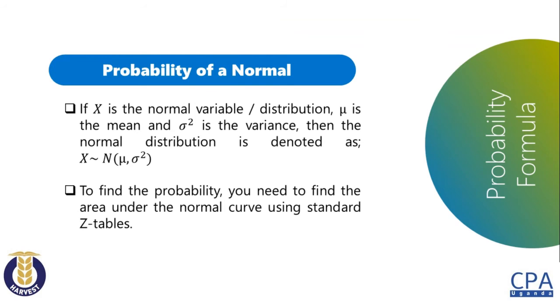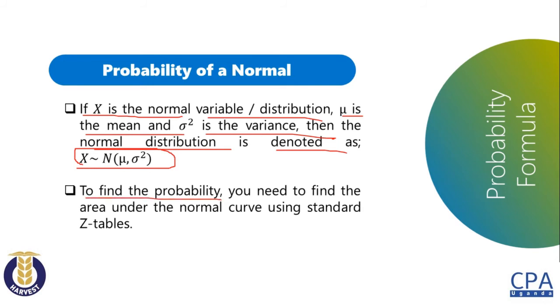We shall straight away go to the probability of the normal. And as per the discussion on your screen, we are saying that if x is the normal variable or distribution, and then mu is the mean, sigma being the standard deviation, sigma squared being the variance, then the normal distribution is denoted as per this equation.